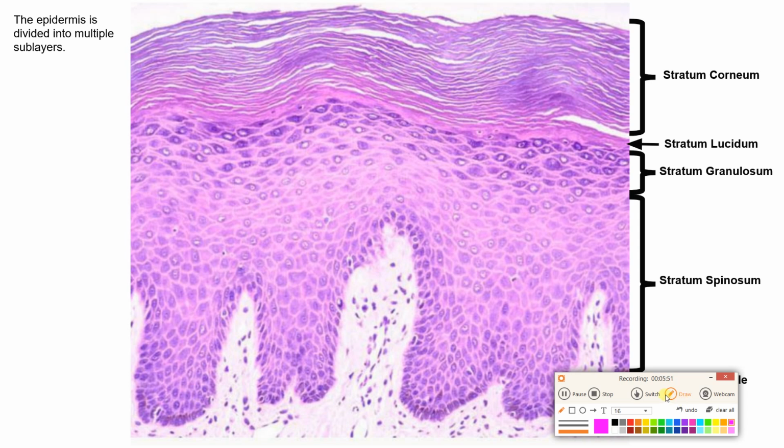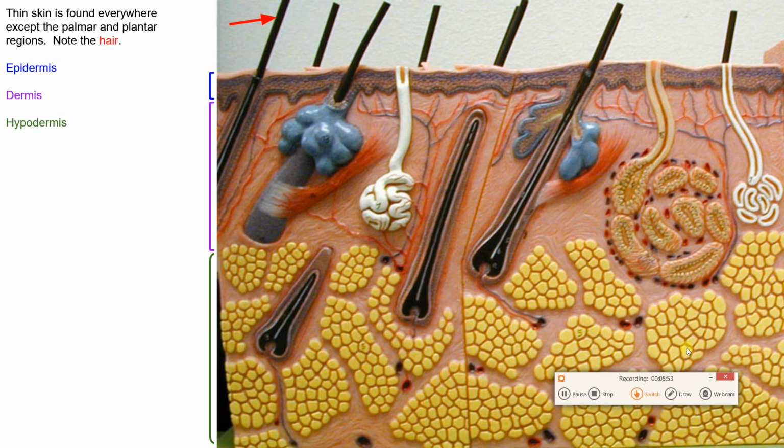Okay, good deal. What we're going to do now is switch gears and look at a model. So this is a skin model. Now what I'm actually seeing here is thin skin. Thin skin is found everywhere except for plantar and palmar surfaces. Notice the hair in the thin skin. We got hair here. Thick skin has no hair.